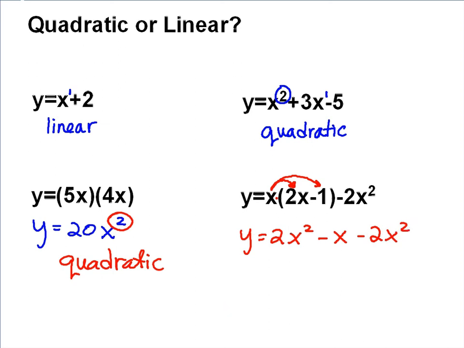Then if you take a look at this, we have a positive 2x squared and a minus 2x squared. Those are like terms, and they actually add to 0, or subtract to 0. And then you're left with y equals -x. Well, what power is that x raised to? It's raised to the first power, even though you're not seeing it. And so since it's raised to the first power as the highest power, this is a linear equation. And that's how you tell the difference between quadratic and linear equations.